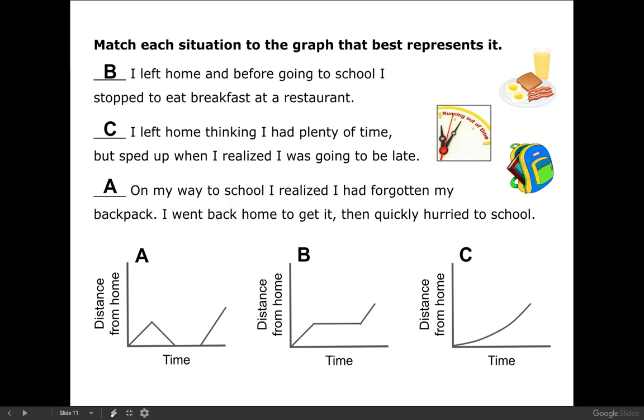So when matching graphs with stories, always be careful with the details. Read the problem multiple times. There may be something you overlooked the first time, and then just to be able to point out that important information, rereading it will help you identify that.